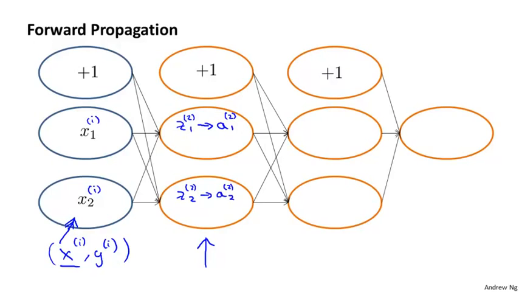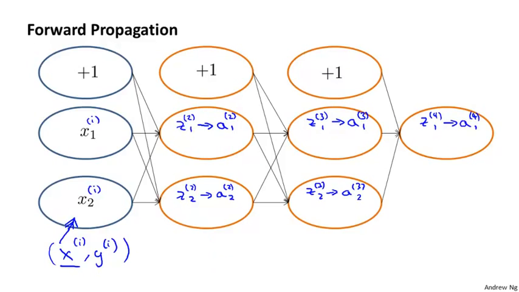Then we forward propagate again to get z31, apply the sigmoid or logistic activation function to that to get a31, and similarly, until we get z41, apply the activation function. This gives us a41, which is the final output value of the neural network. Let's erase this arrow to give myself some more space.